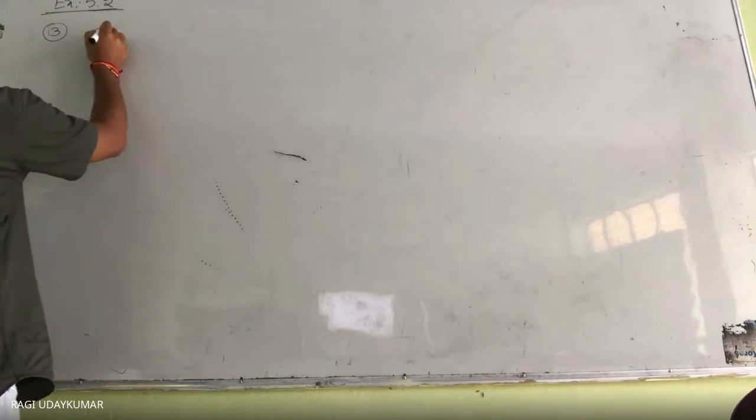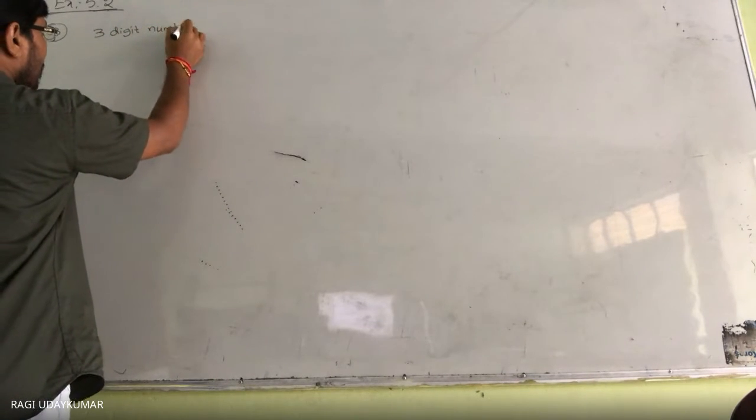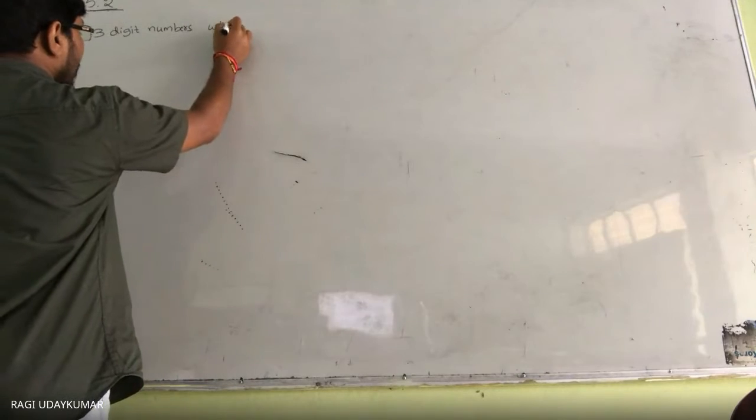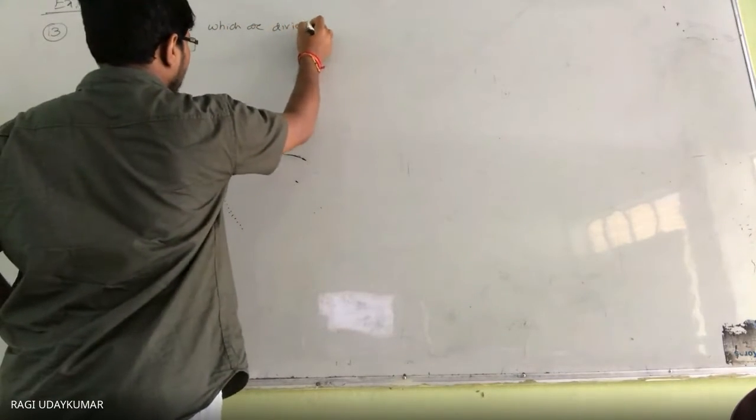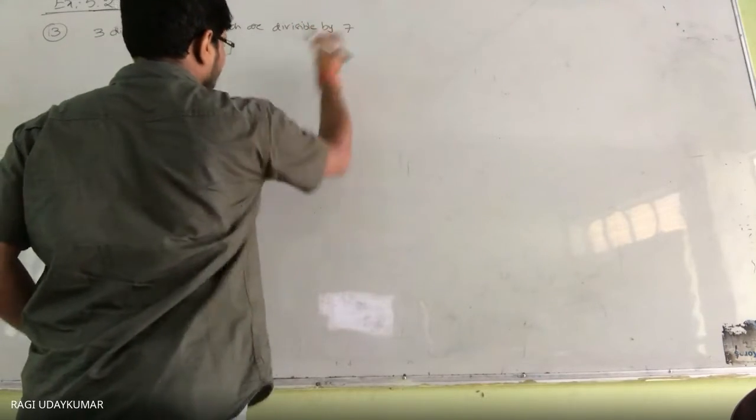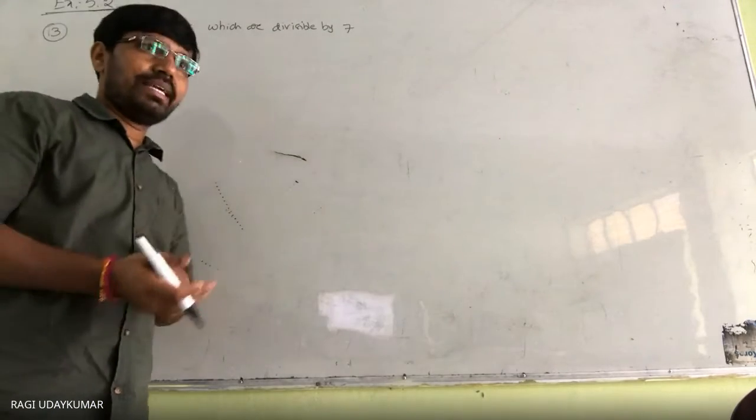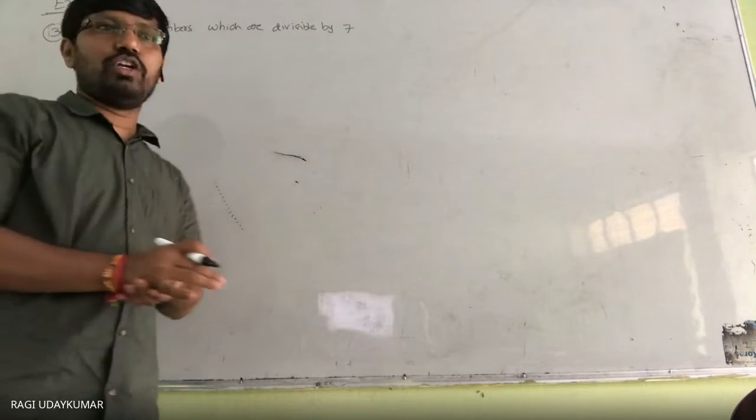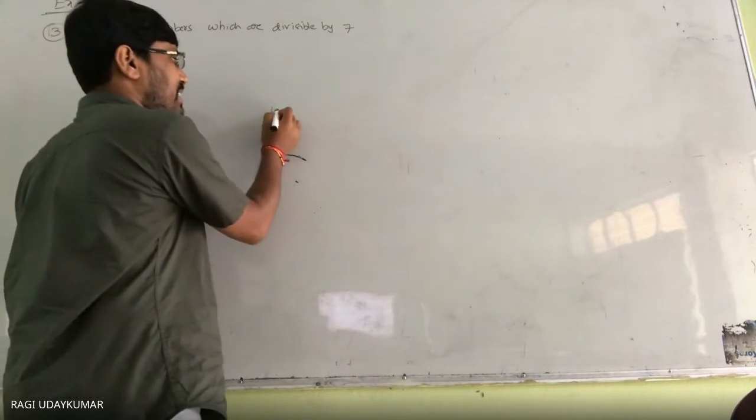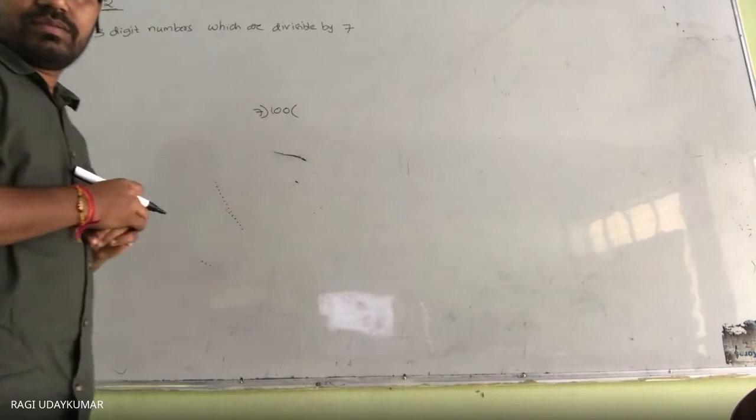Let us list out 3-digit numbers which are divisible by 7. So what to do here? Normally you can guess. Whatever it may be, the numbers are given to you. The first smallest number is 100. Divide this 100 by 7. Normally, the first number which is divisible by 7.